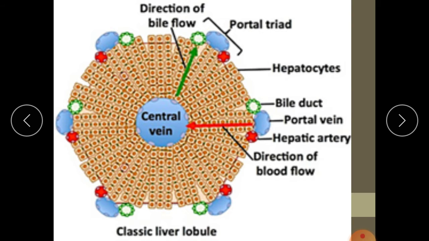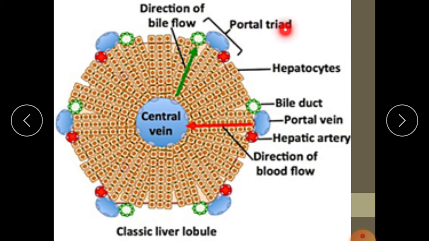Here I will show you. See, look here. This is a diagrammatic representation of a liver lobule. It is hexagonal in shape. Can you see? And externally, this is covered by thin Glisson's capsule. At each corner, a triad is formed, and this is called the portal triad.